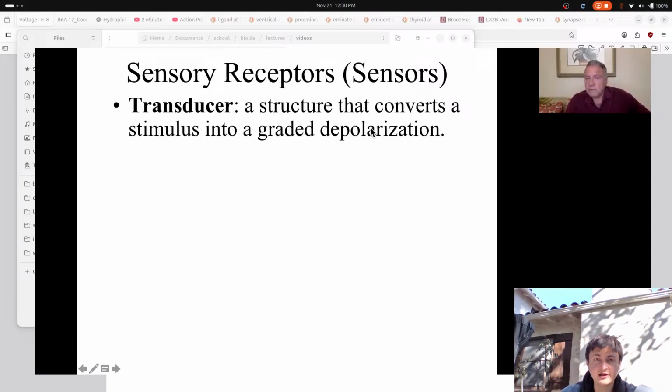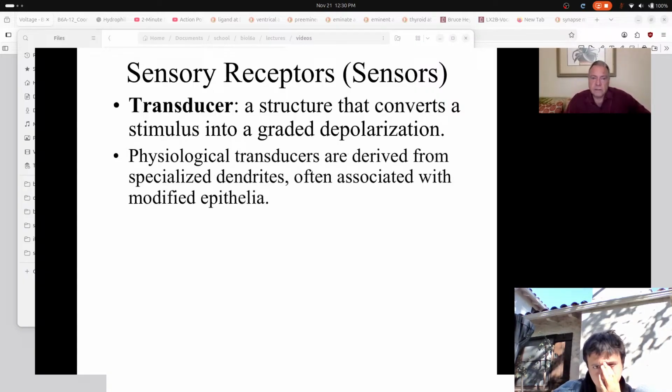Transducer is defined as a structure that converts a stimulus into a graded depolarization. So we're transducing that physical stimulus into a biological signal.